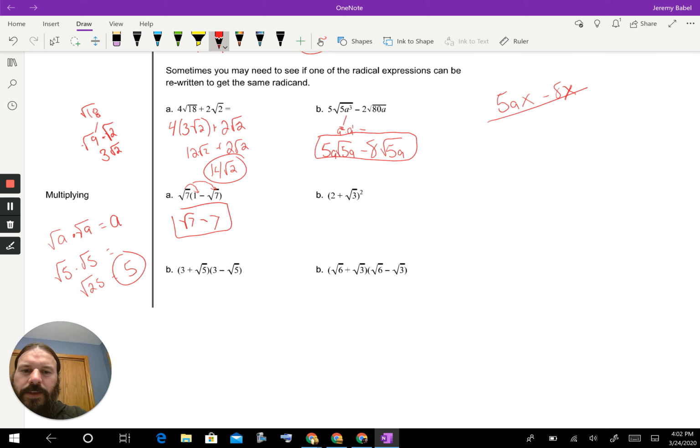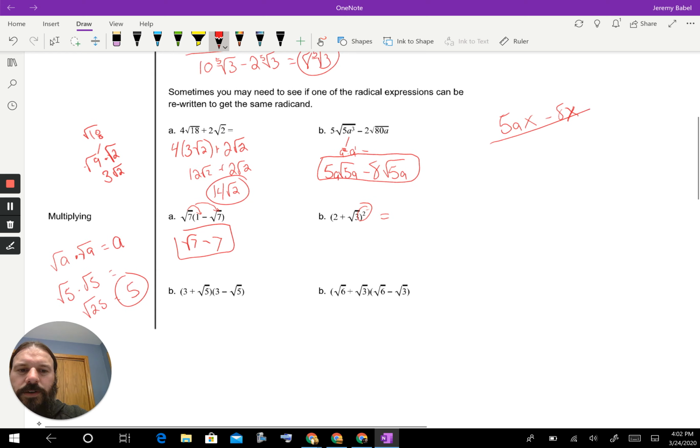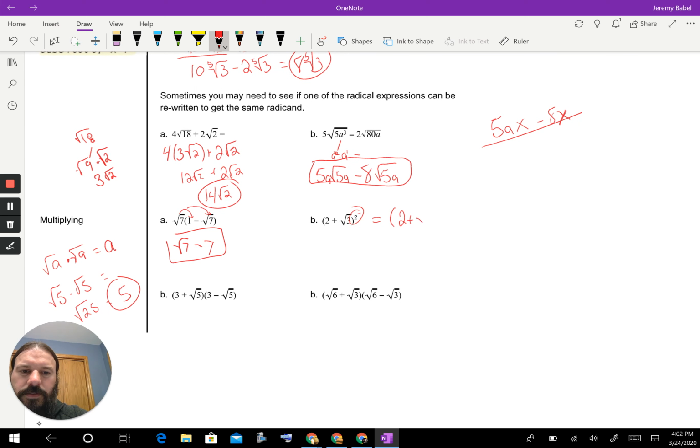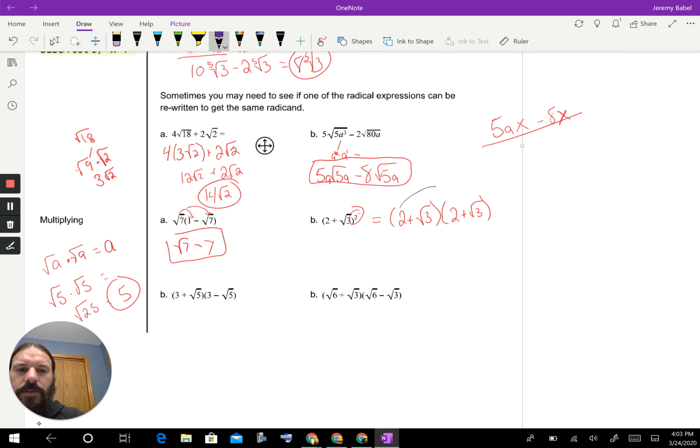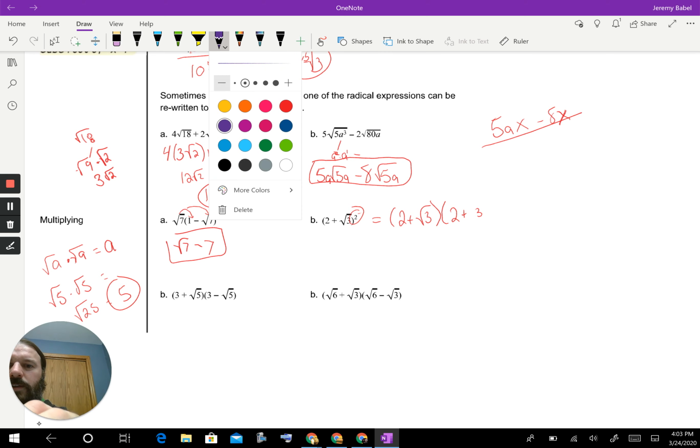When multiplying, and we see this, we have to remember we can't just distribute it. We have to think of it as a perfect square. So that would be 2 plus the square root of 3 times 2 plus the square root of 3. We rewrite it. And when we rewrite it, hopefully then we remember we're going to do the first times the first, then multiply the outer values, the inner values, and the last values. We're distributing everything there.